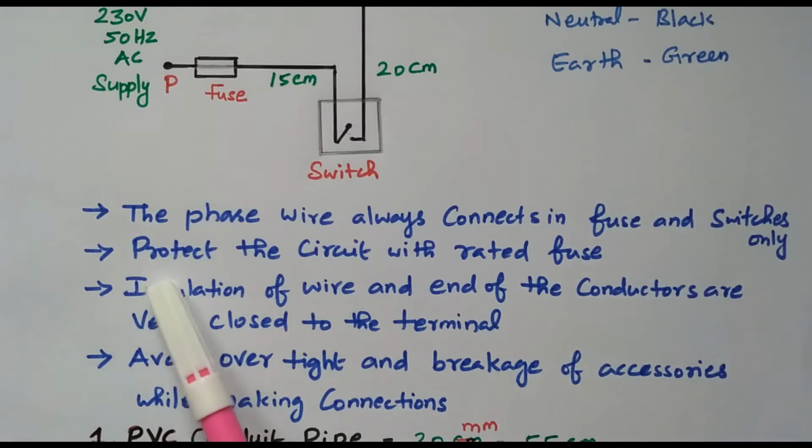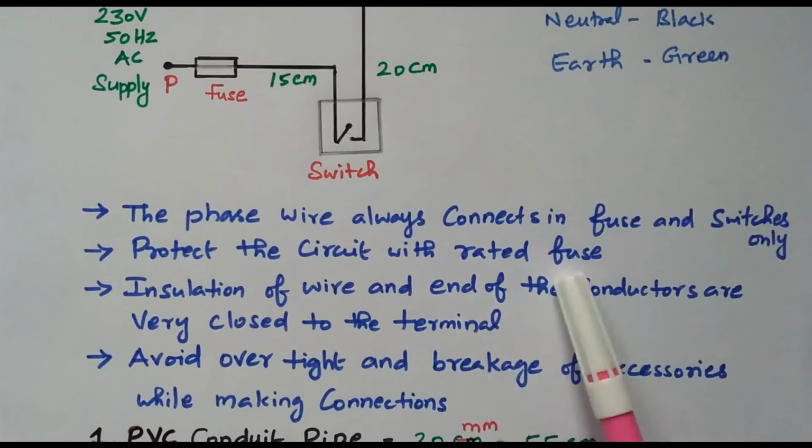Another important thing, protect the circuit with a rated fuse. Fuse rating is very important. If the bulb is taking 2 ampere, we need to use a 2 ampere fuse, not less than and not more than, right? The exact rating of fuse should be used so that we can protect the circuit. We should not use a lesser or higher ampere rating. We need to use the exact amount.